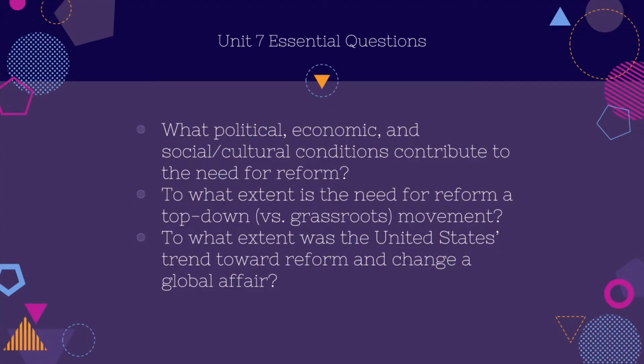So, part one, let's go over the EQs and make sure that you can tailor your topic and presentation around at least one of these EQs. I'll try to pick apart a few different examples, but by no means is this going to be exhaustive. If you're looking at the first EQ, what political, economic, and social cultural conditions contribute to the need for reform? Well, you could rephrase this to think about what the triggers were behind some of the reform movements that existed in the progressive era.